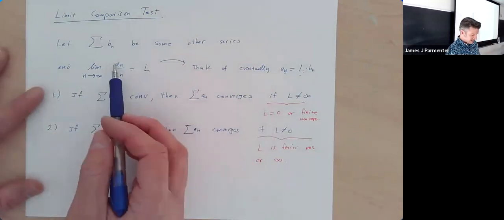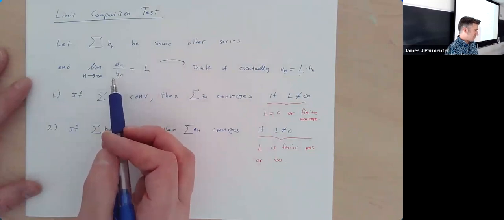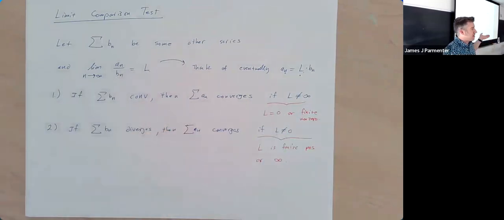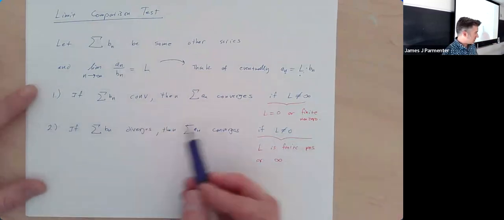But infinity does not work here, because if this limit is equal to infinity, what you're saying is a sub n is infinitely bigger than b sub n. And if b sub n is convergent, being infinitely bigger than something that's convergent means you could still converge, but you might diverge. And the same sort of reasoning is why we don't want 0 here.